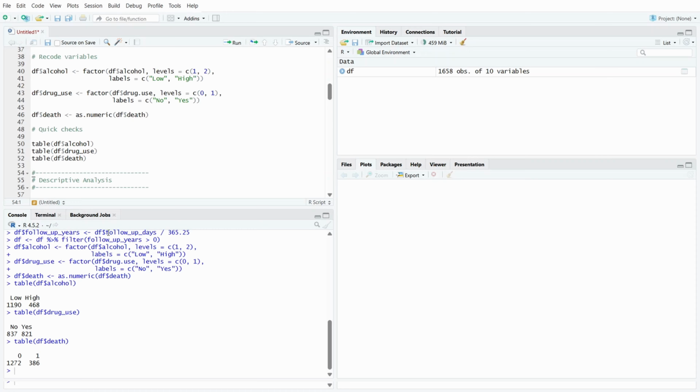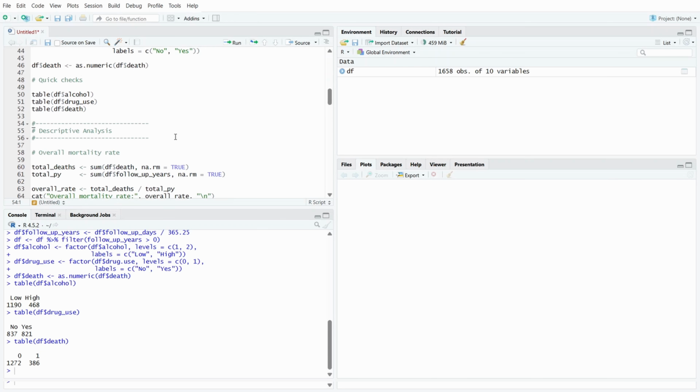So, what do these distributions tell us? Well, we can see that the alcohol groups are imbalanced with far more low drinkers. Drug use is evenly distributed, making it a strong candidate for adjustment, and the outcome occurs in about 1/4 of the population, giving us enough data to model mortality risk.